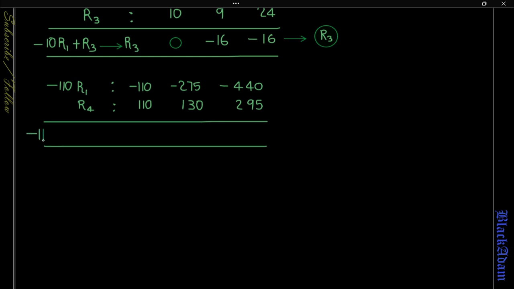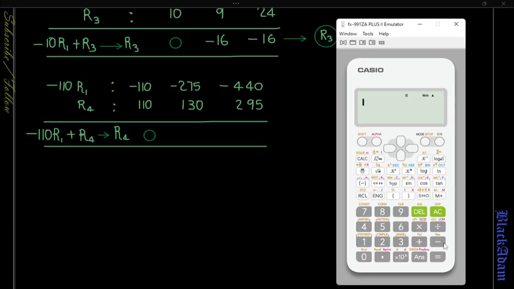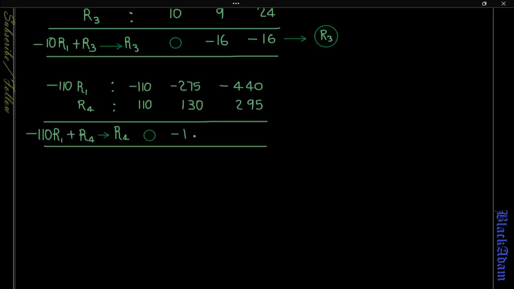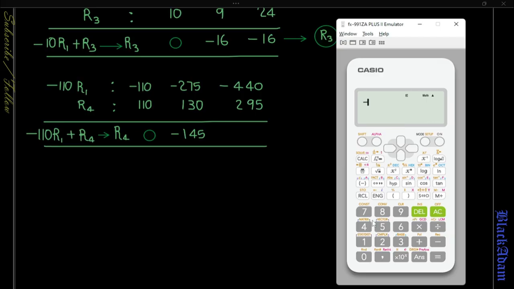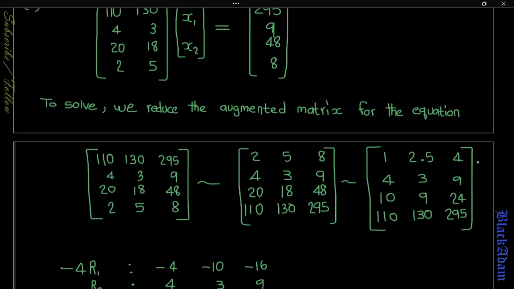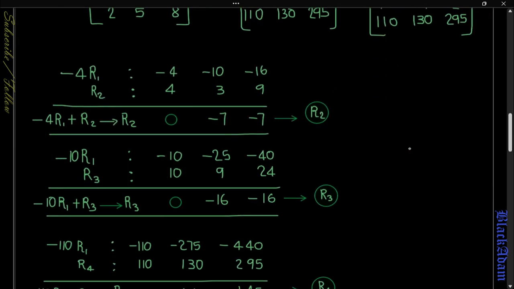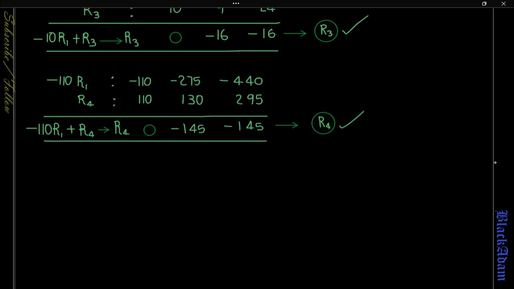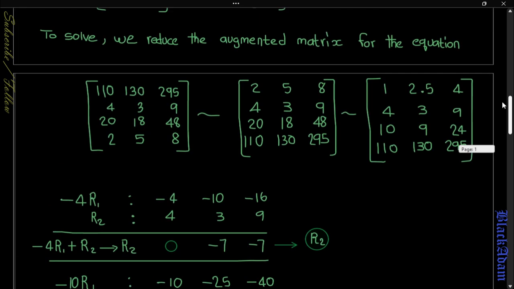And then we add. So -110 multiplied by row 1 plus row 4 will give us row 4. So that is 0 there, and negative 275 plus 130 gives us negative 145. And then we have negative 440 plus 295, so it's negative 145. All of that will give us row 4. And now we have row 1, row 2, row 3, and row 4. So that gives us a new matrix.